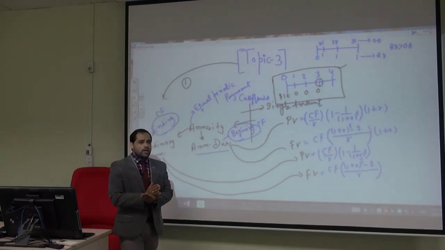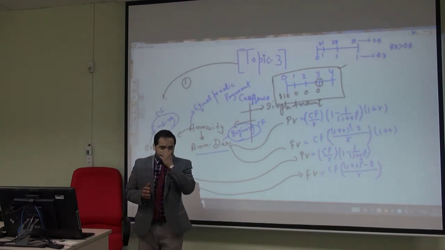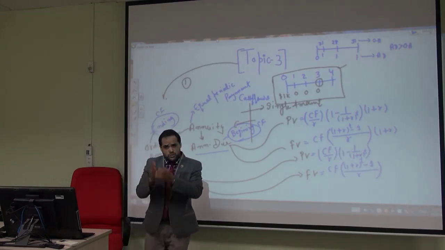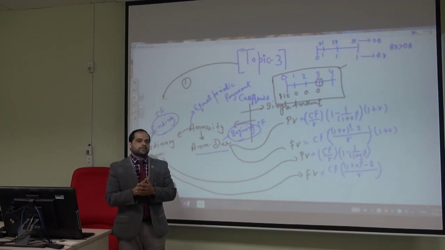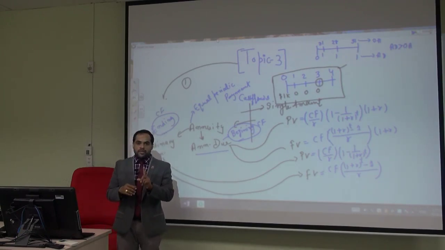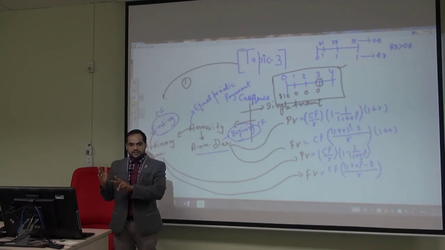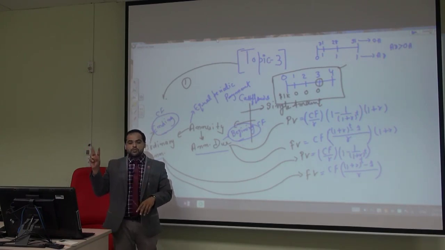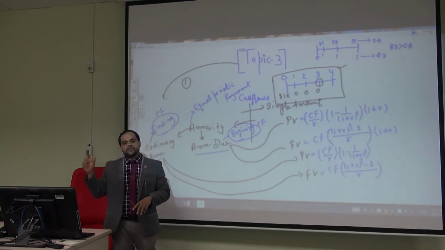So your interest will start from 31st of January. From 31st of January to 28th of February is 1 month. 28th of February to 31st of March is 2 months. So at the end of March, you are going to earn 2 months of interest in an ordinary annuity.